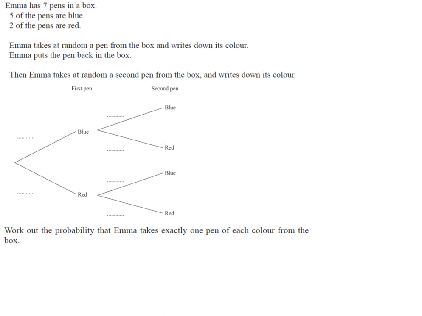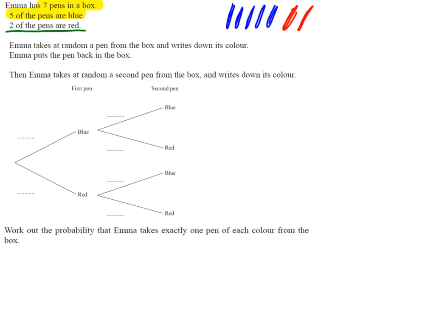I hope I've made this big enough for you to be able to read. Going to highlight, read it out anyway, so if you pay attention, it won't matter. Emma has 7 pens in a box. 5 of the pens are blue. Now, if you've watched my videos, you'll know I like to draw lots of diagrams. So there's 5 blue pens, and 2 of the pens are red. So now we've got a visual of what's going on.